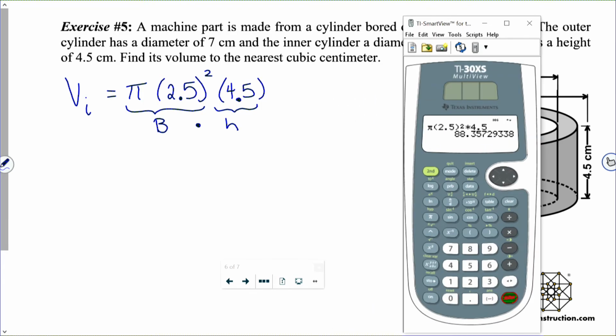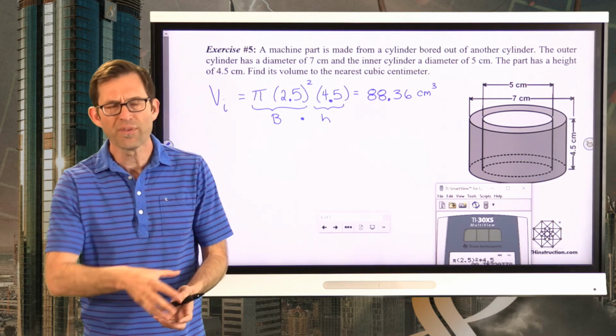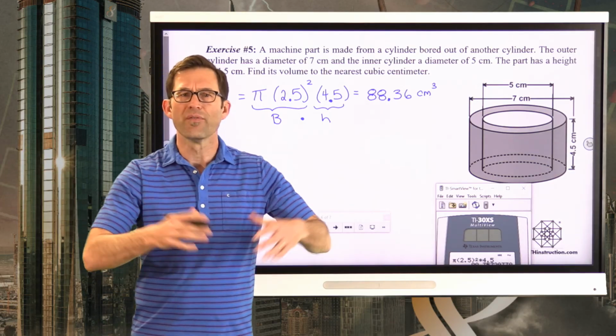And I'm going to find that the volume of that inner cylinder, the one that we removed, was, we'll just do 2 decimal places here, 88.36 cubic centimeters. All right, so that's the volume of the cylinder that I'm going to remove, that I'm going to throw away. Let's find the volume of the outer cylinder.